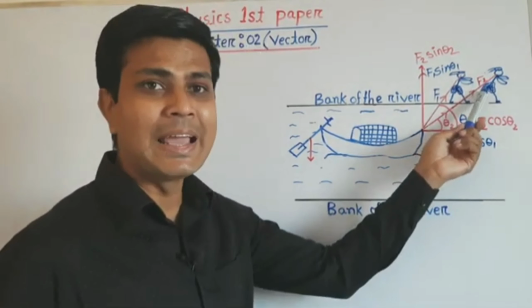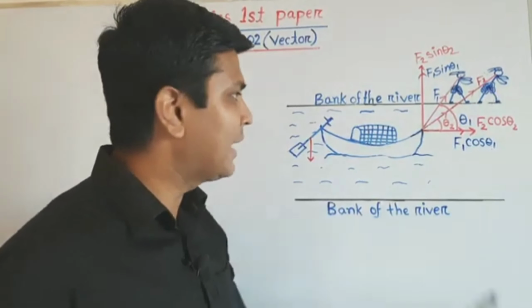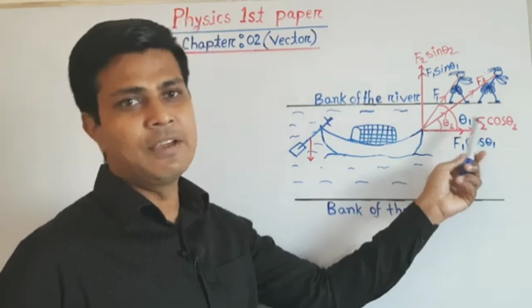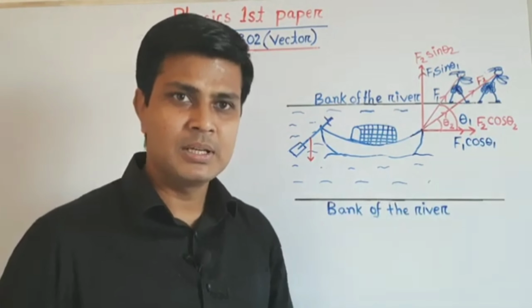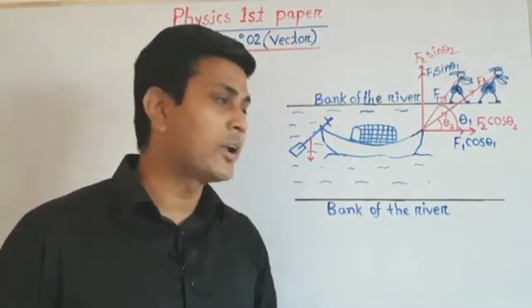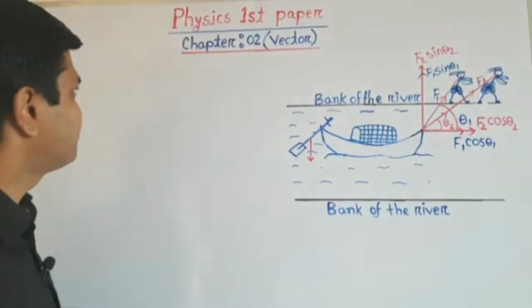Similarly, if we consider F2 as the applying force by the second person, making an angle of theta 2, then the effective force will be F2 cos theta 2, and F2 sin theta 2 is the vertical component of the applying force F2.